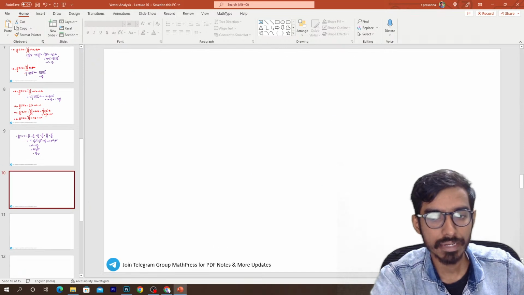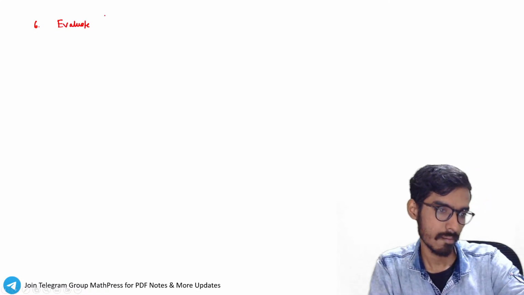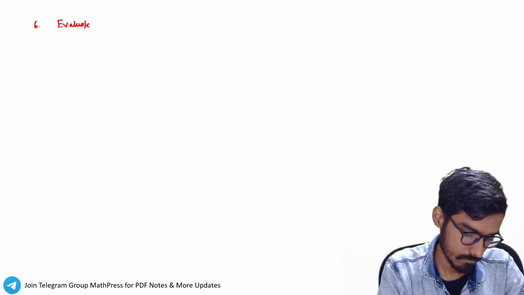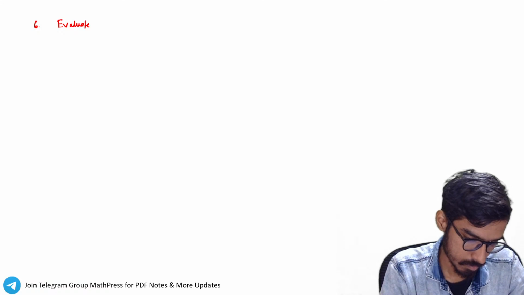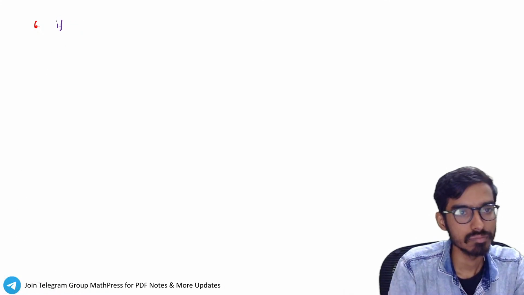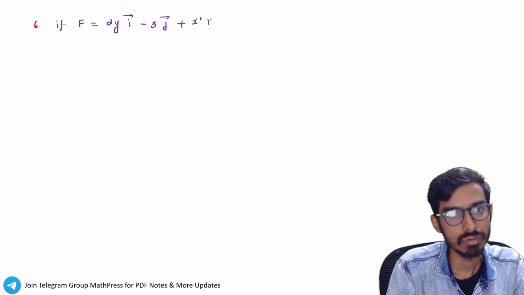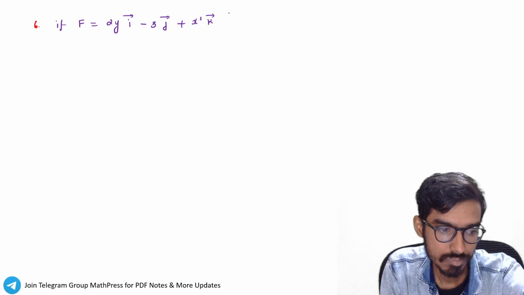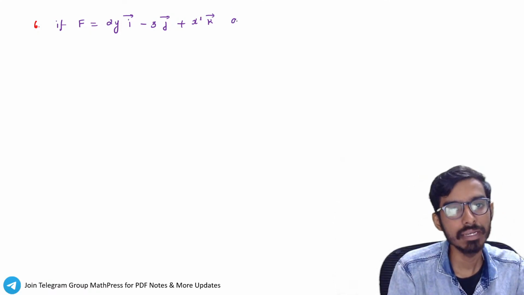Sixth problem. I'll give only a hint. You do the problem, right? Sixth problem is to evaluate, if f is 2y i vector minus b j vector x square k vector, and S is the surface of the parabolic cylinder.